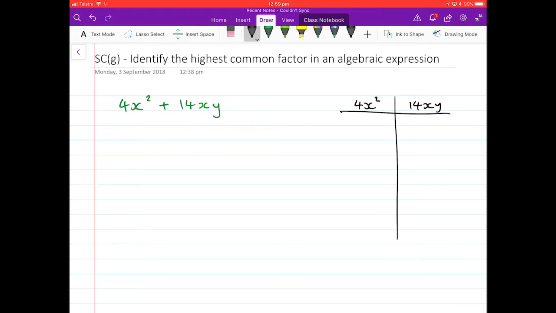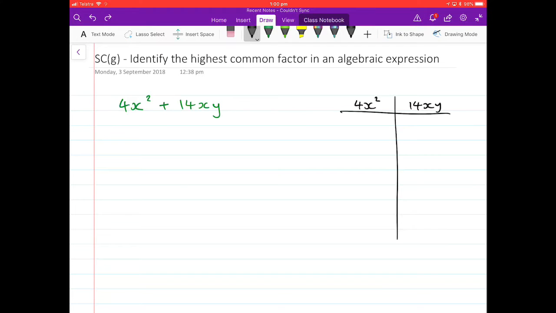All right, having a look here at selection criteria G about identifying the highest common factor in an algebraic expression. On the left-hand side, we've got our expression, which is split up into two separate terms. What we want to do is find the highest common factor of those two terms, okay? So we want to find all the different factors of each of those and find which ones are common in both of them while being the highest common one, okay?